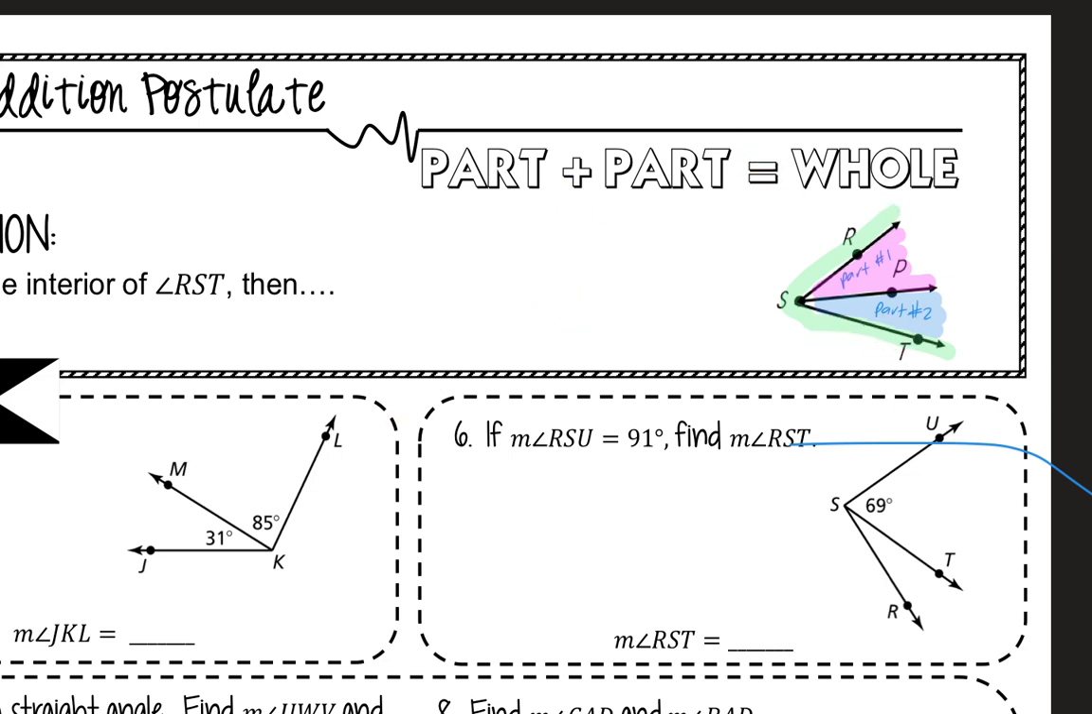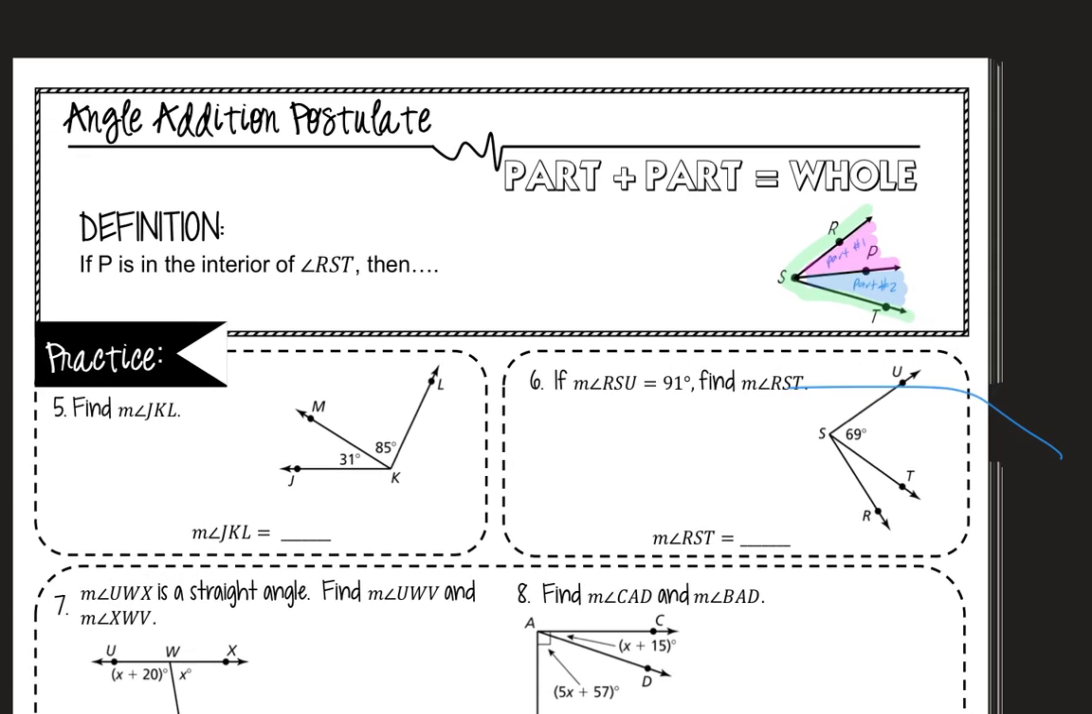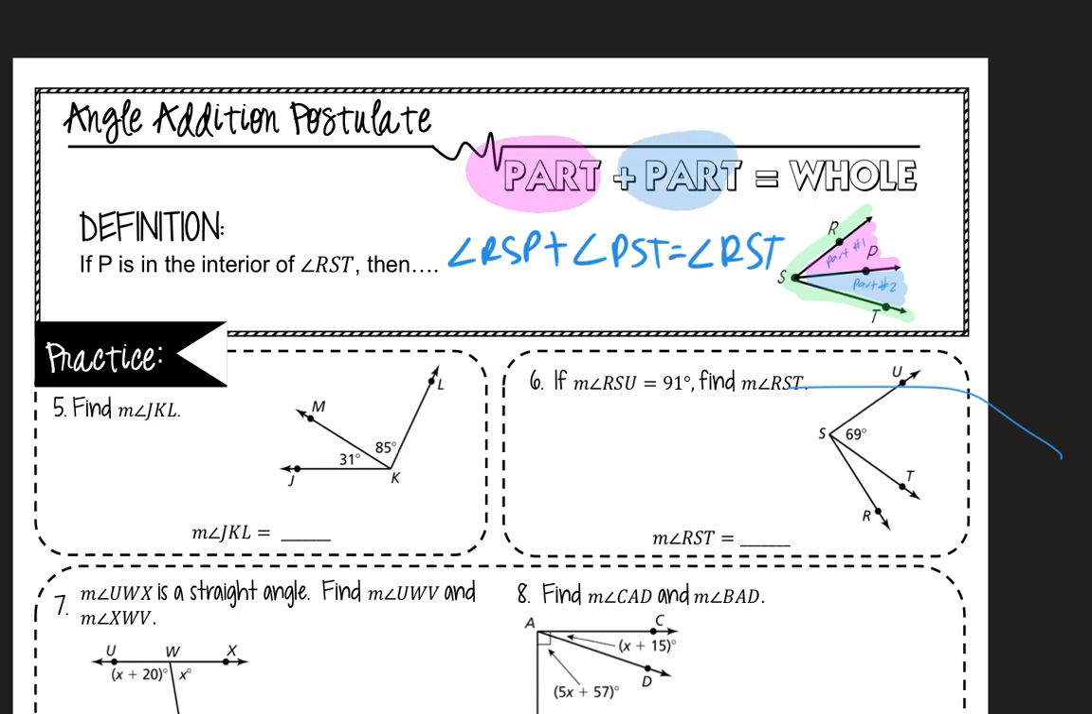So if P is in the interior of this, in the middle, then part plus part equals whole. This first part, angle RSP, plus the second part, PST, equals the whole thing, RST. So part plus part equals whole. We can see that the first part plus the second part equals the whole thing.